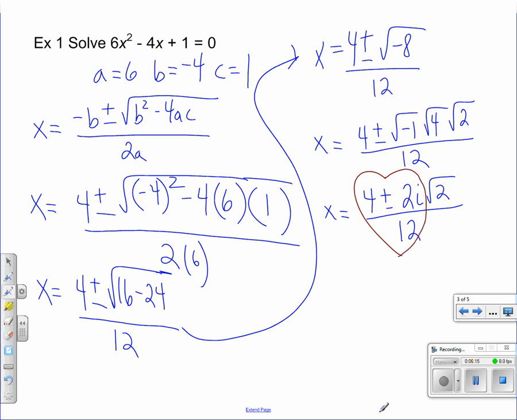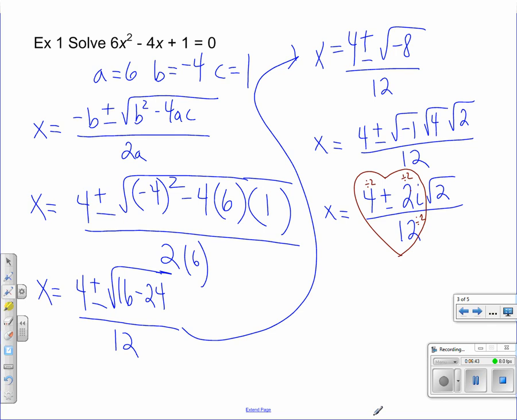In other words, I leave the stuff inside the square root alone, and I want to see if I can break 4, 12, and 2 down further. What number goes into all three of those evenly? If you're thinking 2, you are correct. I want to divide each of these by 2. Divide by 2, divide by 2, divide by 2. Leave the number in the square root alone.